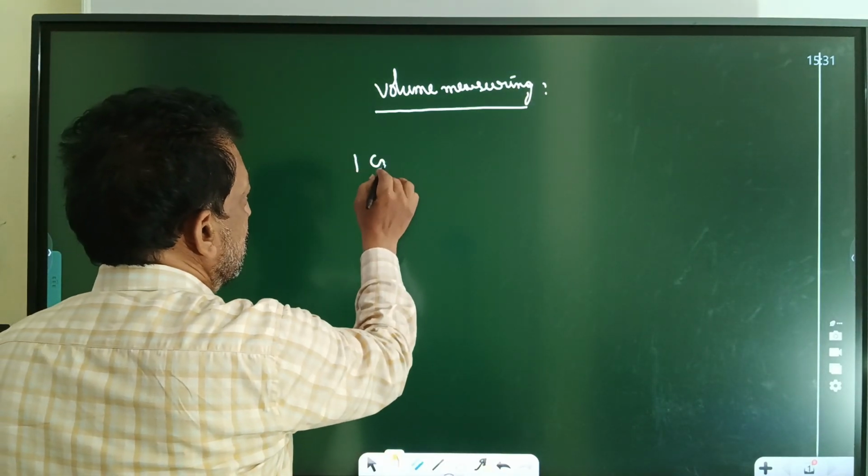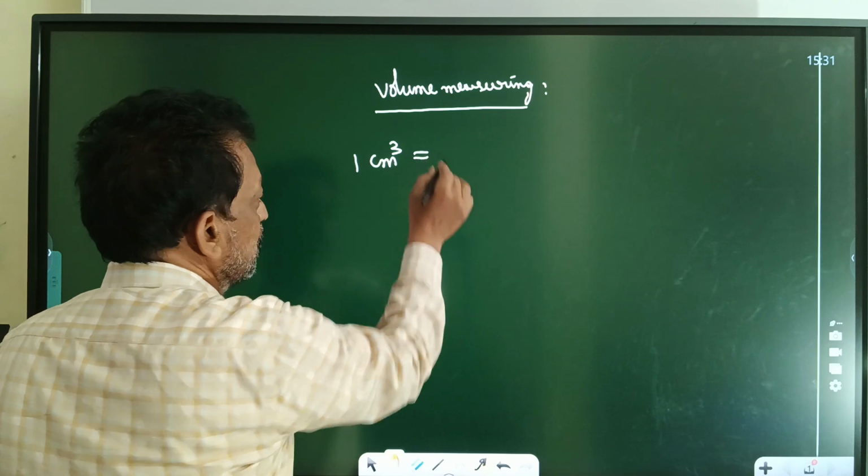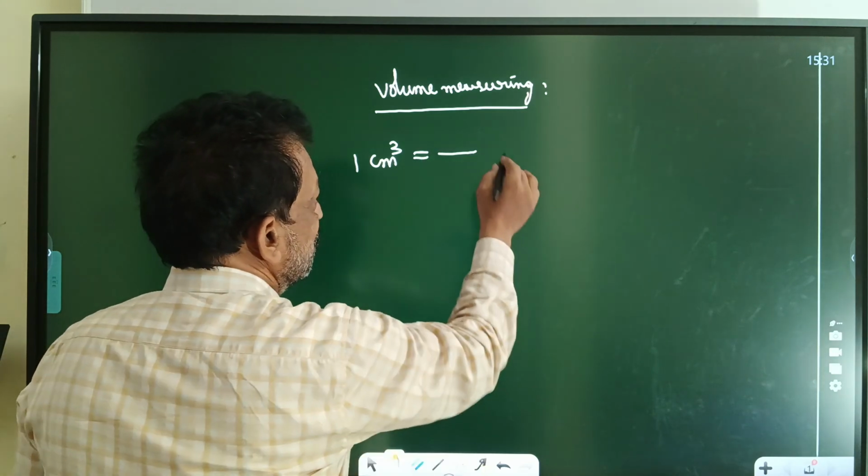So 1 centimeter cube is equal to dash meter.